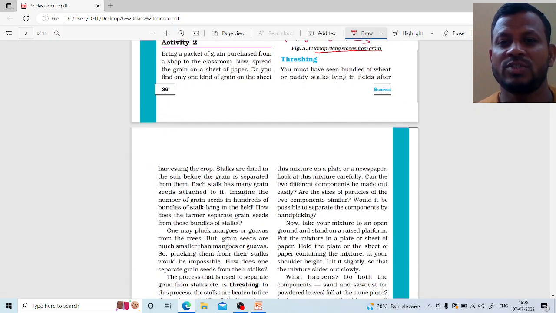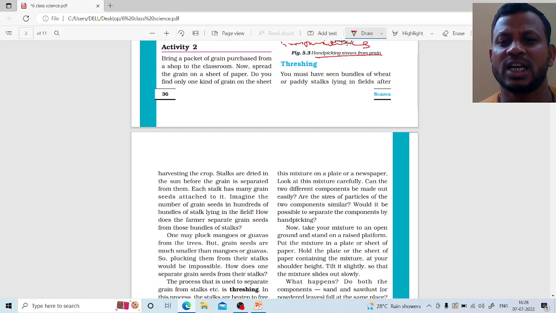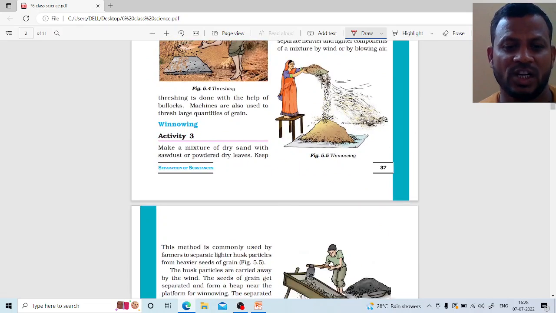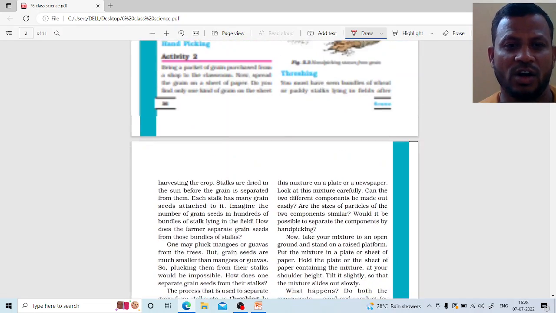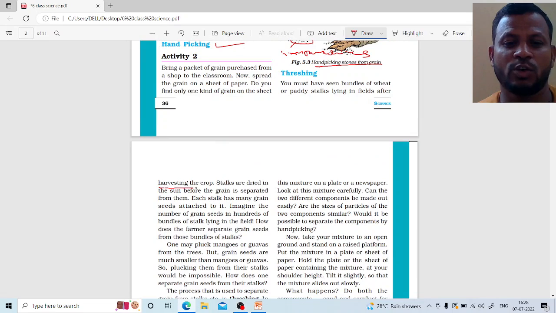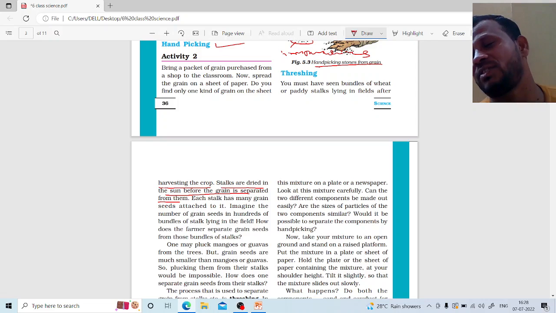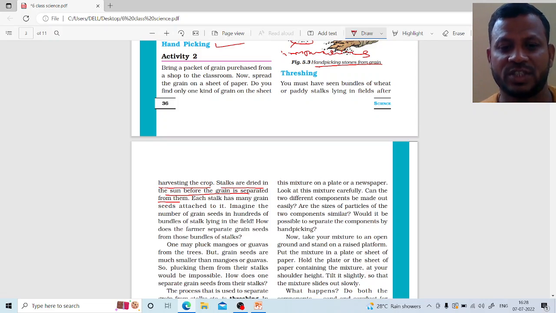Threshing. You have seen the bundle of wheat or the paddy stalk lying on the field after harvesting the crop. It means we keep all the crops to one side after harvest. The stalk or the dry substances are separated from the grains, right?